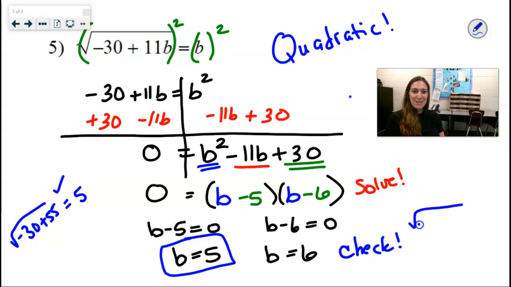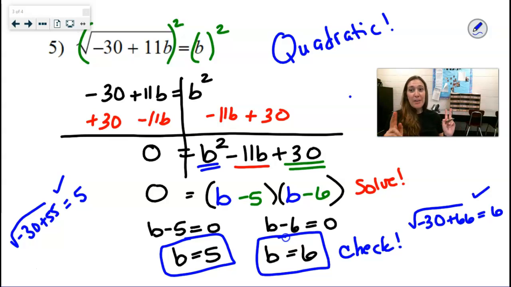So you got the square root of negative 30, 11 times 6 is 66. And then if I plug in a 6 over here, does it equal 6? So this is 36. Does the square root of 36 equal 6? Yes. So this was a case where we ended up with a quadratic. I got two answers, and they're both good.